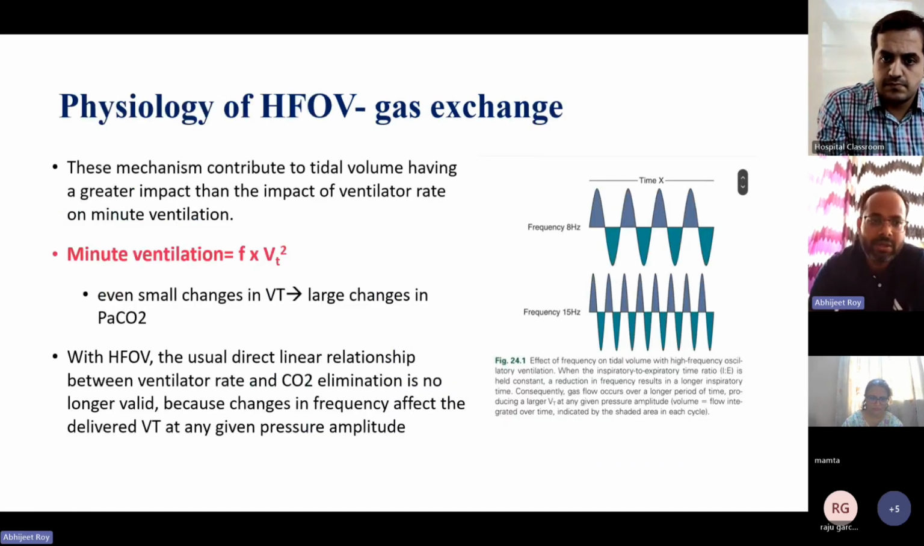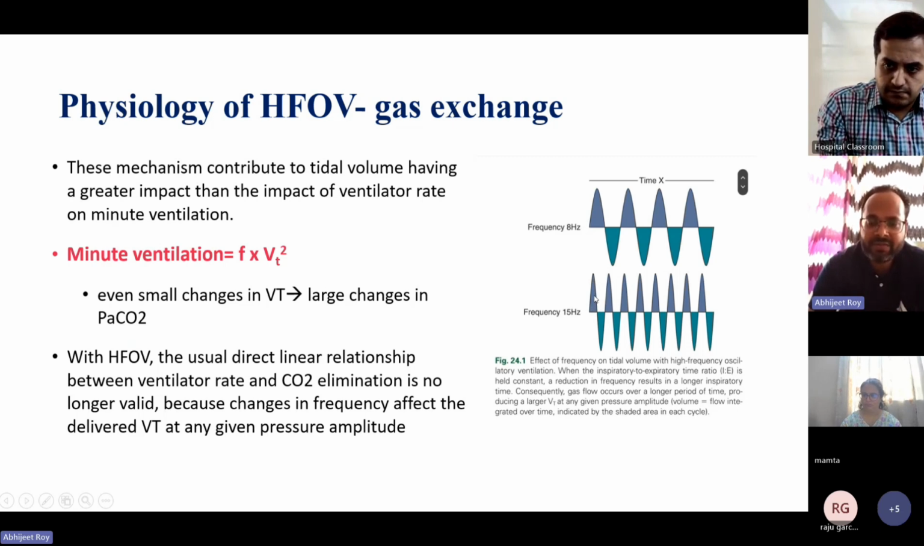So as we know, in high frequency oscillation ventilation, ventilation is a product of frequency into tidal volume squared. In conventional ventilation, what happens? It is the product of frequency into tidal volume. But in high frequency ventilation, it is a product of frequency into square of tidal volume. So suppose we are giving a frequency of 15 hertz, then we can see the area under the curve is small, right? So tidal volume will be less.